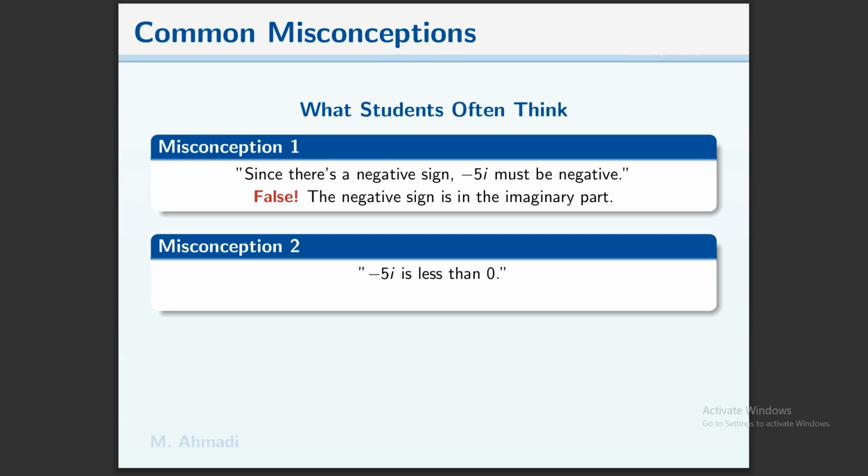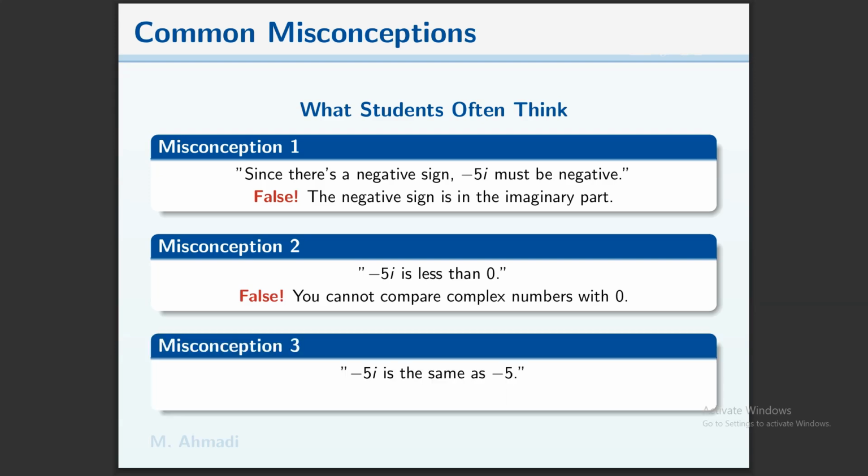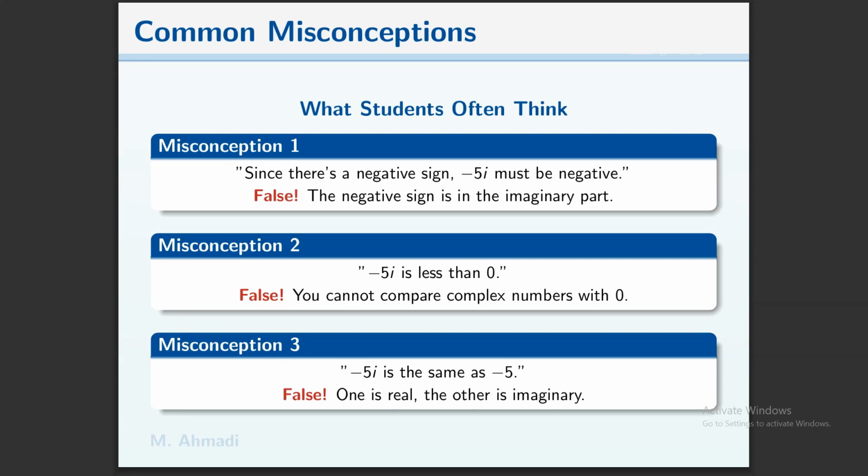The second misconception: minus 5i is less than 0. But it is false. You cannot compare a complex number with 0. And the third misconception: minus 5i is the same as minus 5. It is false also. One is real, the other is imaginary.